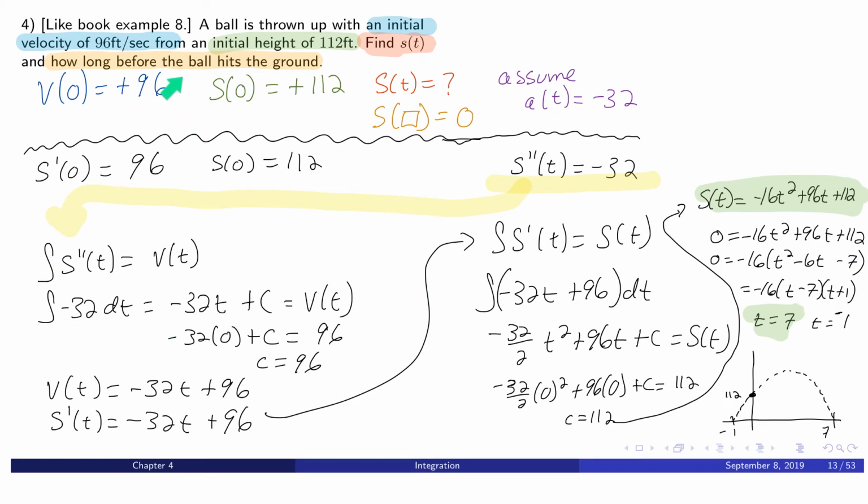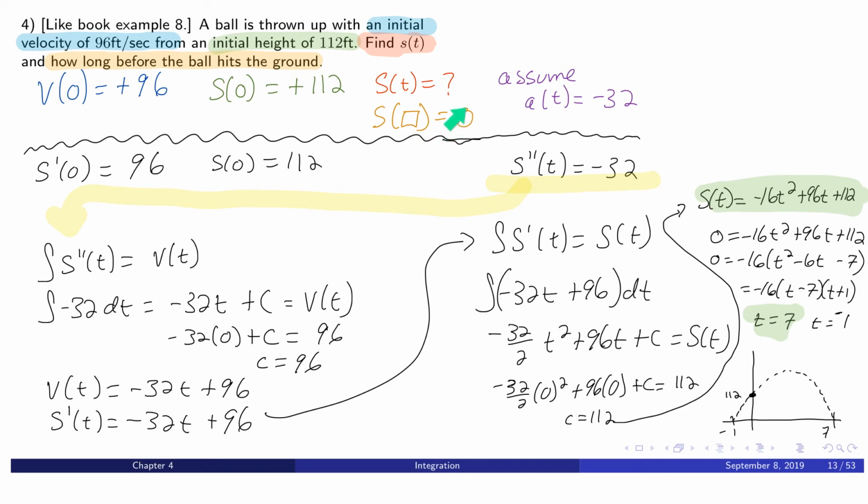Okay, so for the final example, we're back to velocities and positions. A ball is thrown up with an initial velocity of 96 feet per second. Initial means time is 0. So in my velocity function, if I plug in 0 time, I'm going to get positive 96. I'm assuming that the ball is being thrown upward, so I'm going to make that positive. The initial height is 112 feet, so again, time 0, its position is at a positive 112, and I'm asked to find the position function, s of t, and also the time when the ball hits the ground.